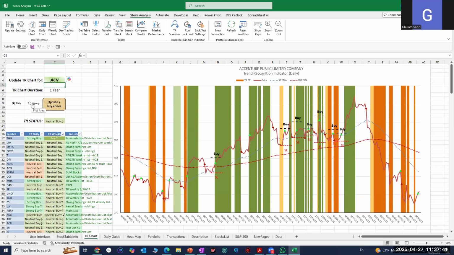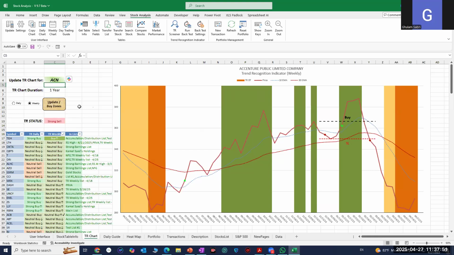And if we want, we can switch to the weekly time frame and take a look, but it will be pretty much the same because it has been in a downtrend for a while. You see, it is still in a strong sell zone. This is what it's saying, strong sell zone, and it's still in a downtrend. So the software or our strategy will not recommend to go forward with it.